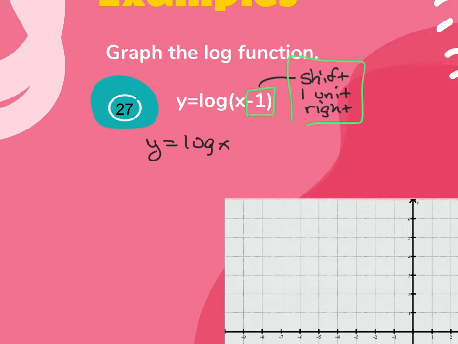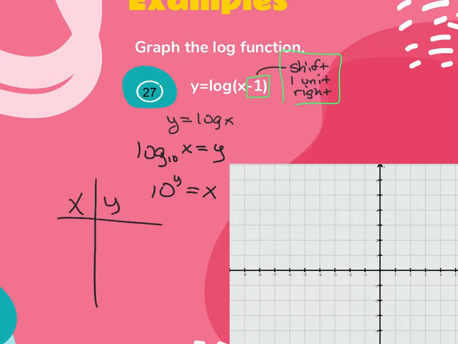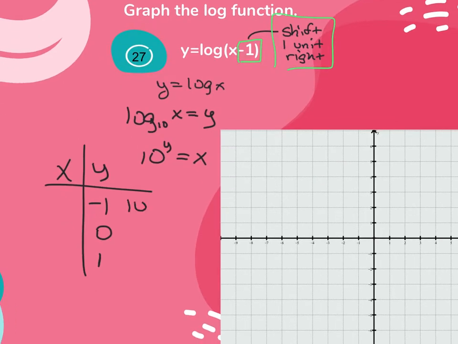And actually, this is the function that I graphed on number 26. So just so we don't have to flip back and forth, let's make another t-chart again. So again, remember this is log base 10, x equals y. So 10 to the y power equals x. Set up your chart. I'm only going to plug in -1, 0, and 1. Remember, 10 to the -1 power equals 1/10. 10 to the 0 power equals 1. And 10 to the first power equals 10.